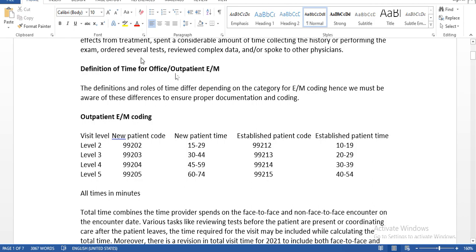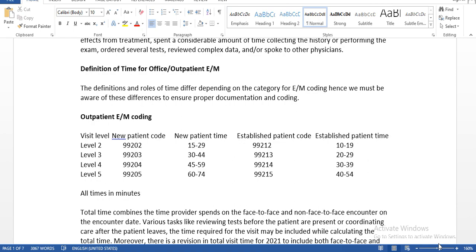Definition of time for office outpatient E&M. The definitions and rules of time differ depending on the category of E&M coding. Hence, we must be aware of these differences to ensure proper documentation and coding. As you know, whenever we code E&M using time, we have new patients and established patients. In every specialty we have 4 levels, and based on the level, time differs. So we need to know the definitions before assigning time-based E&M coding.